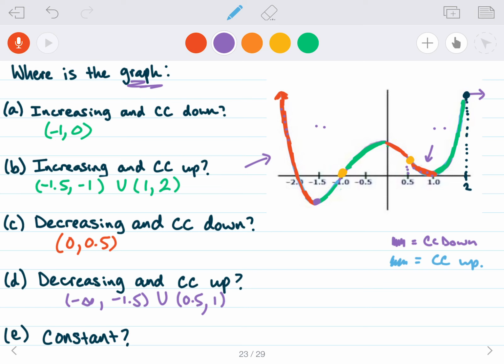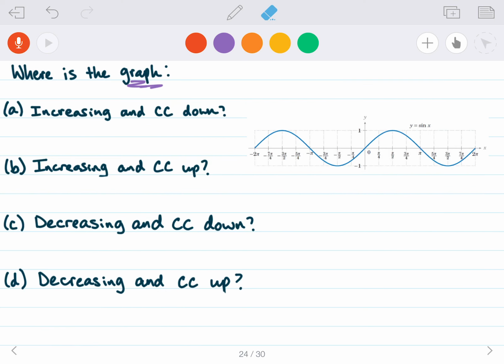All right. And the last one is where is this thing constant? Well, it's just going to be this part right here. We're starting at x equals 2, and we can see the height isn't changing all the way off to infinity, indicated with this arrow. So it's going to be constant from x equals 2 to infinity.